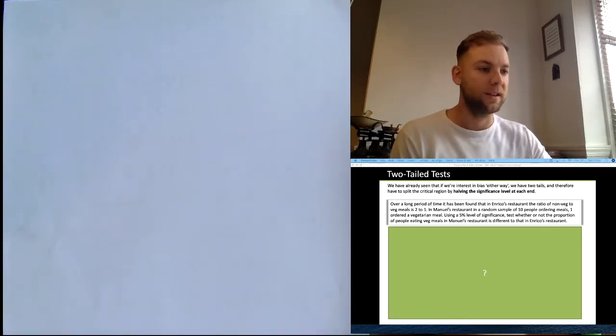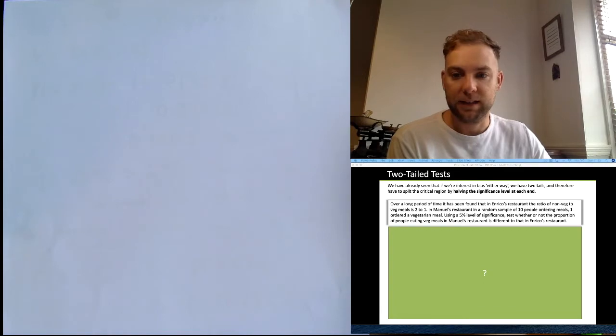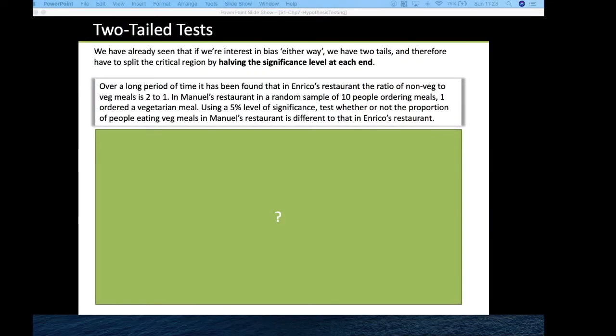So let's have a look at this one then. I'll make it big so you can see it. Make sure you're getting these down in your notes, because remember, the only way to learn maths is to do it. Over a long period of time, it is found that in Enrico's restaurant, the ratio of non-veg to veg meals is 2:1. In Manuel's restaurant, in a random sample of 10 people ordering meals, one ordered a vegetarian meal.